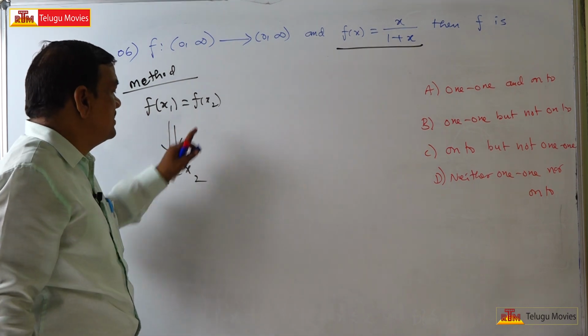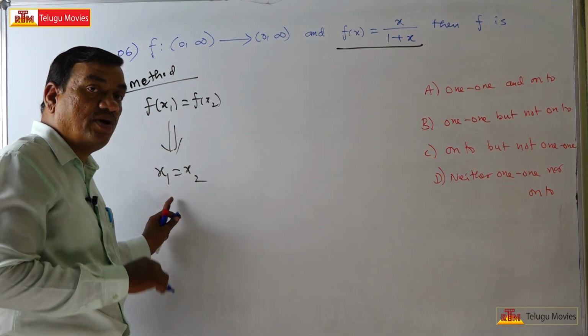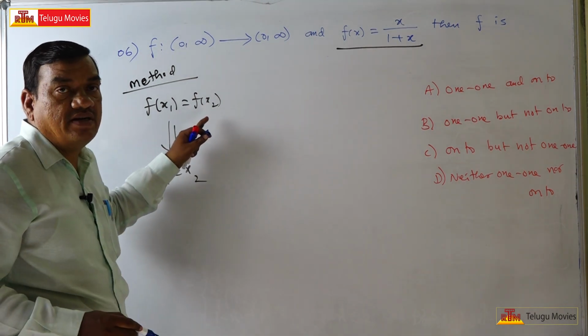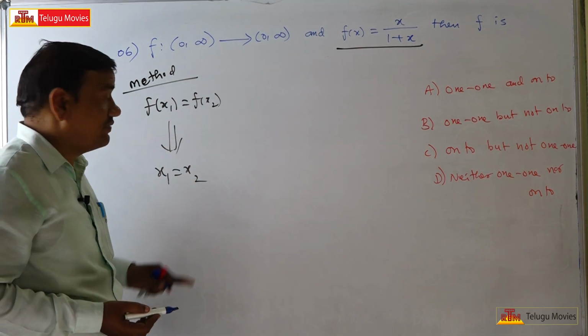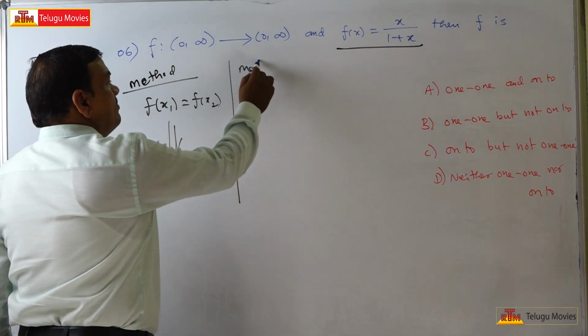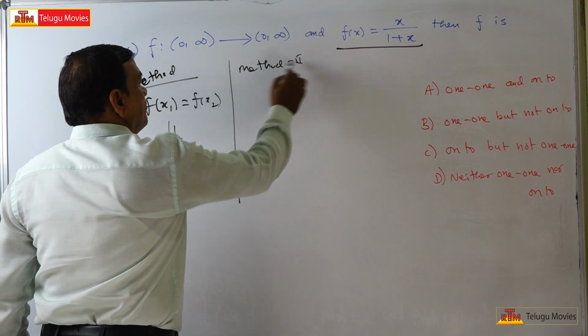That means if the images are equal, their corresponding elements also should be equal. That means no two elements have the same image. That's why you can proceed like this. Another method, the second method, is very, very important.